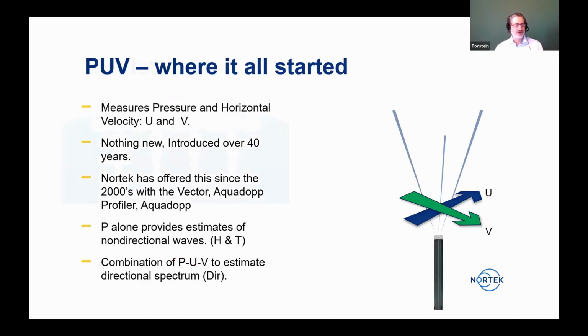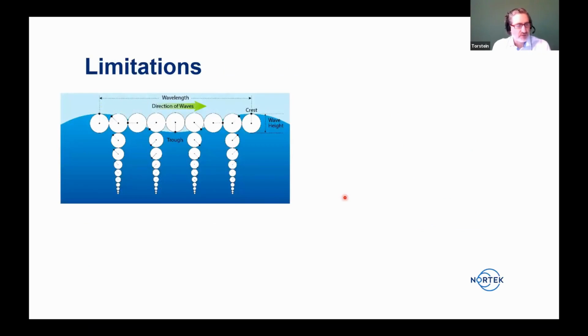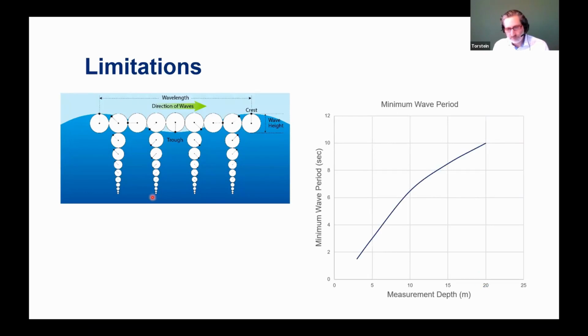So that's the PUV. But as I said, it's not without its limitations, and you recall this illustration from before. We saw the attenuation with depth of the signal that we're measuring. If we look at what the restrictions are, you can see that if you have an instrument deployed at 5 meter depth, your minimum measurable wave is about a 3-second wave, which is on the vertical axis. So all waves longer than 3 seconds you can measure at a depth of 5 meters.